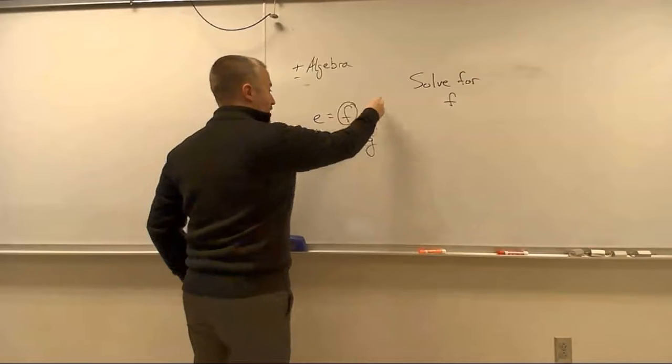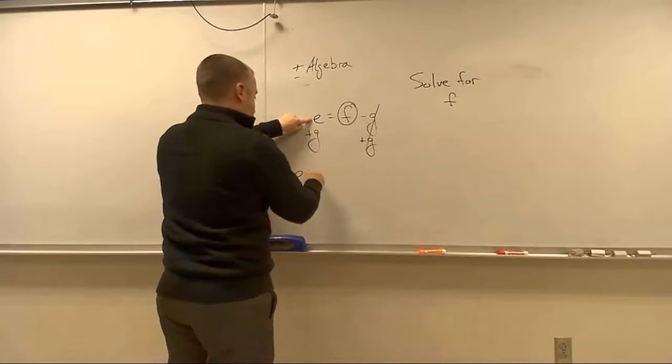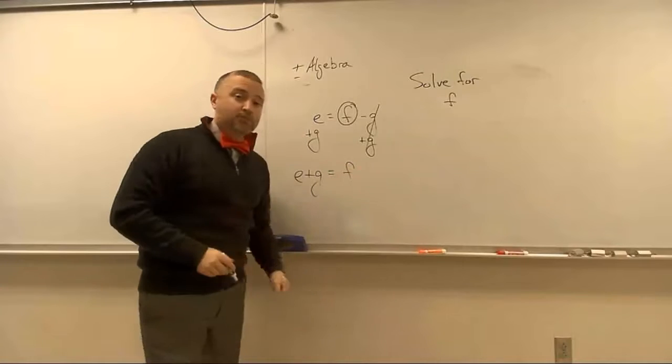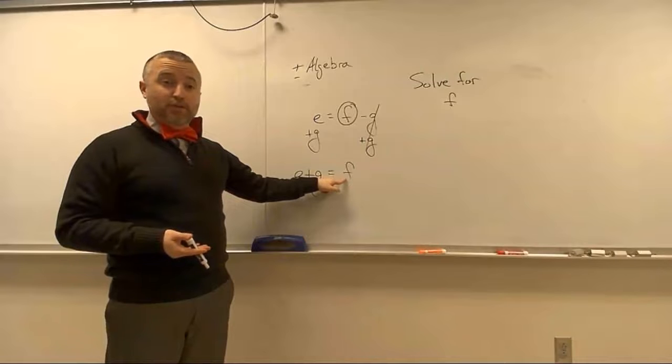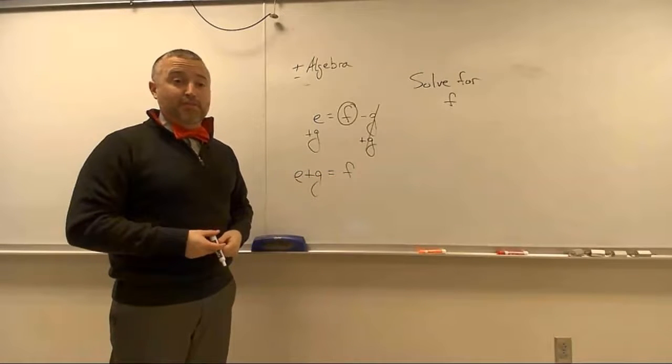Minus G plus G will cancel. And now I rewrite. This says E plus G equals F. I don't mind, by the way, if the variable by itself over here is on the right. If it bugs you, you can flip sides. It's not really that big of a deal.